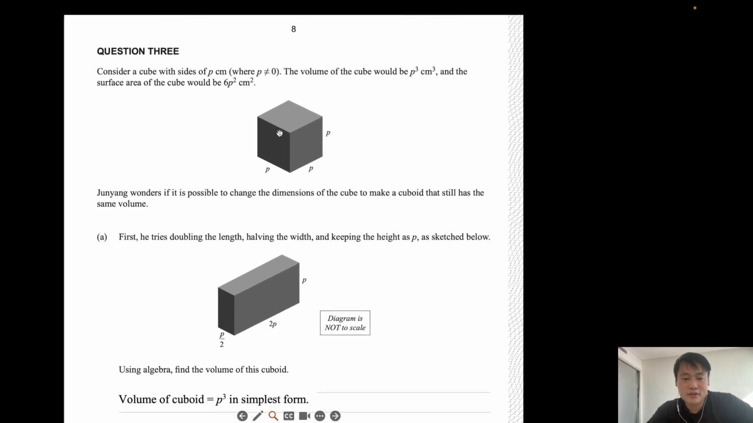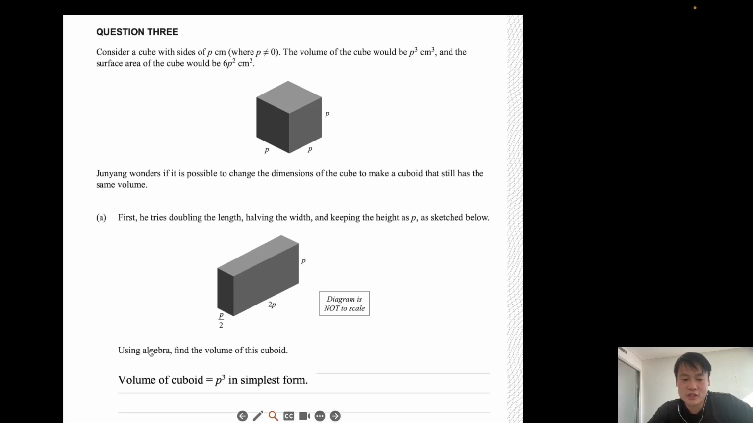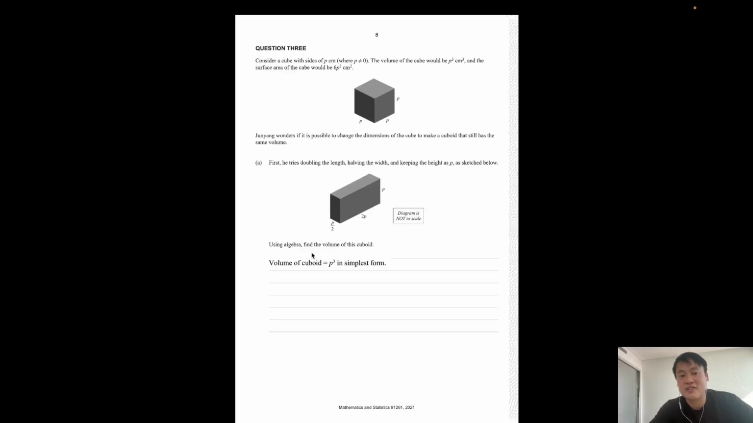This one, don't worry about all these words over here, just look straight over here. Using algebra, find the volume of this cuboid. The volume of this cuboid, isn't it just going to be... Come on, what's the volume of a cuboid formula? All three sides multiply together, so you go ahead and multiply all three sides together. P over 2 times 2 over P times P. Done. P to the power of 3. Easy.